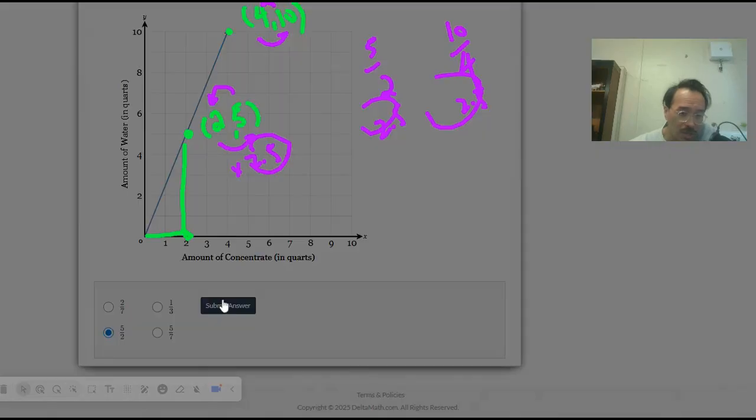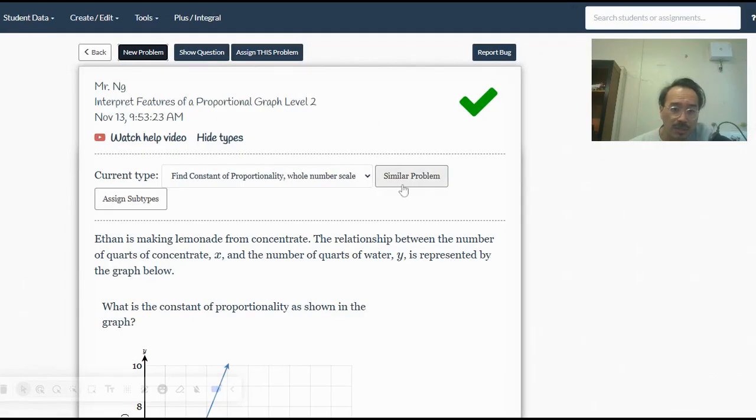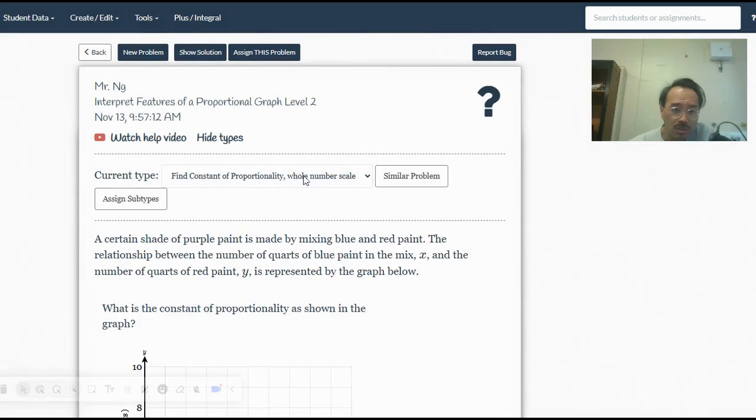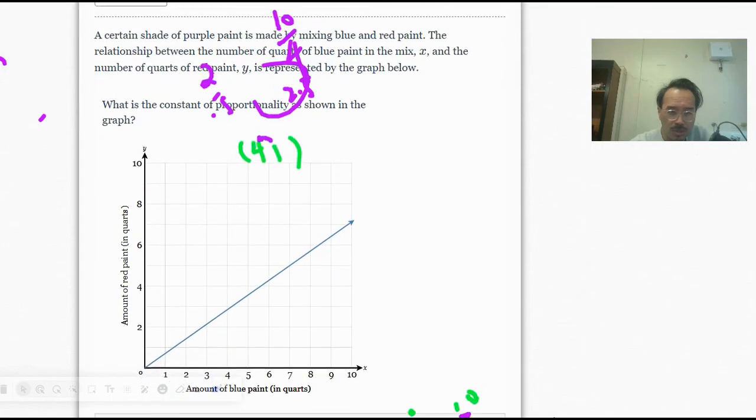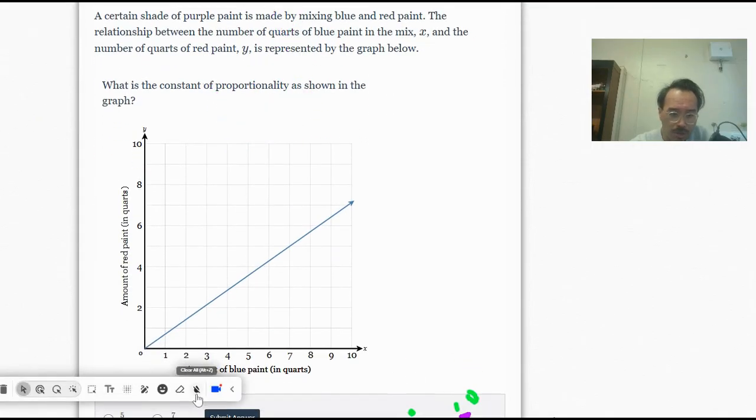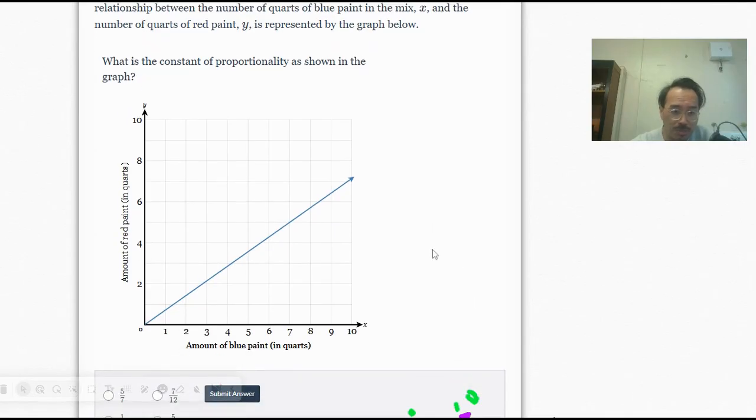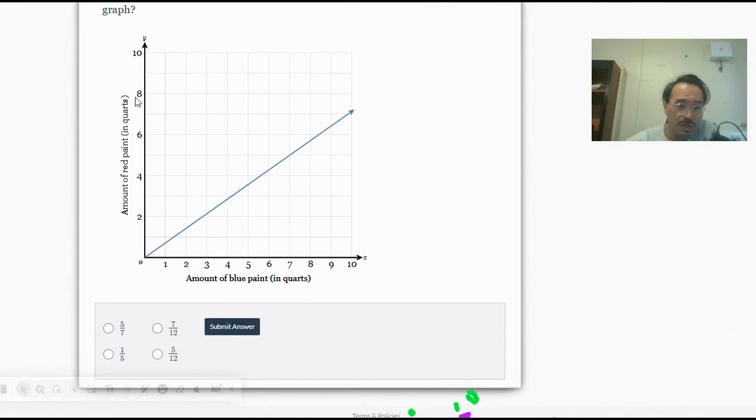Let's do one more, because I want to make sure you guys do well on the quiz. All right, one more question. So let me erase everything. For this one, it doesn't matter what the story is. They want to know what the constant of proportionality is. Same strategy, so let's use the strategy I just showed you. I'm going to go up the line. Tell me when to stop.